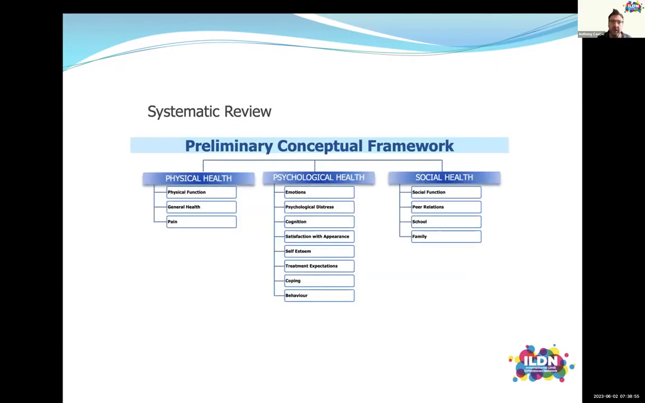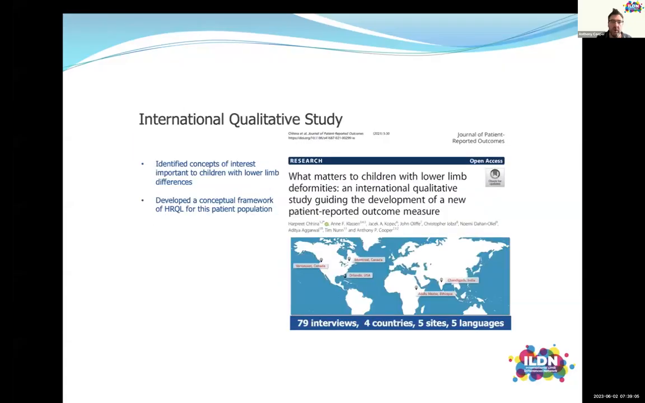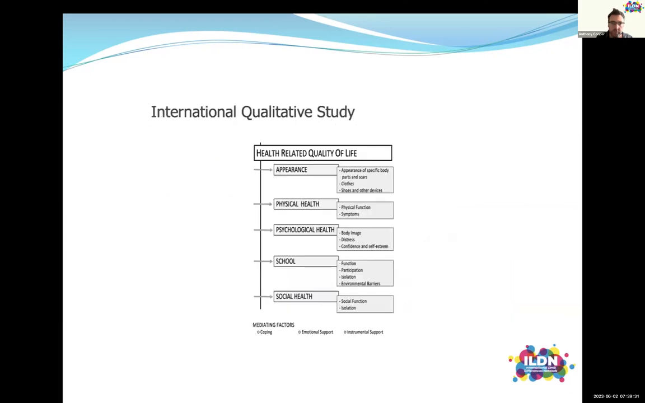So from our original systematic review, we identified three main areas: physical health, psychological health, and social health. And you can see some of the fields within that here. And then as we moved along, we performed an international qualitative study, which was effectively interviewing people with limb differences from around the world. We had centres both in Vancouver and Montreal for French and English-speaking Canada, one in the USA, one in Ethiopia, and one in India. And through this, we developed a conceptual framework of health-related quality of life and identified what was important to children around the world with lower limb differences.